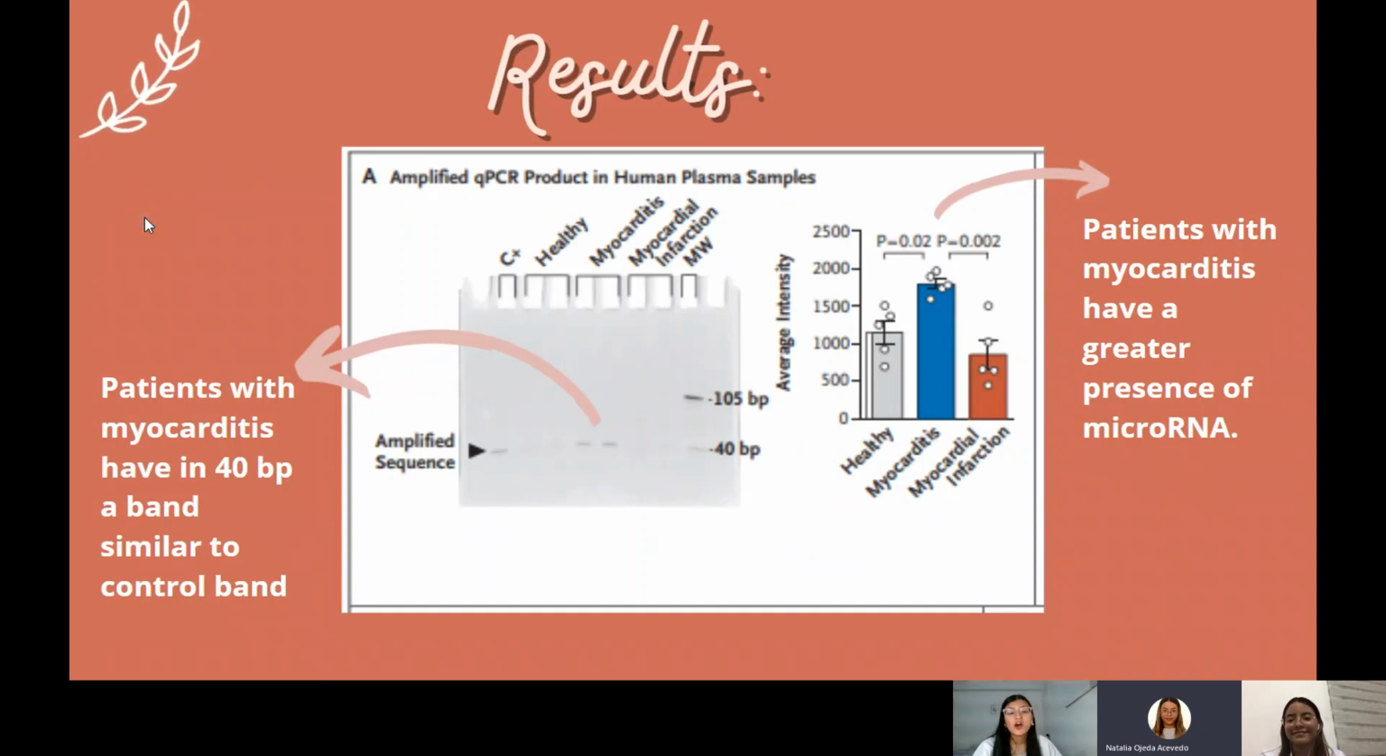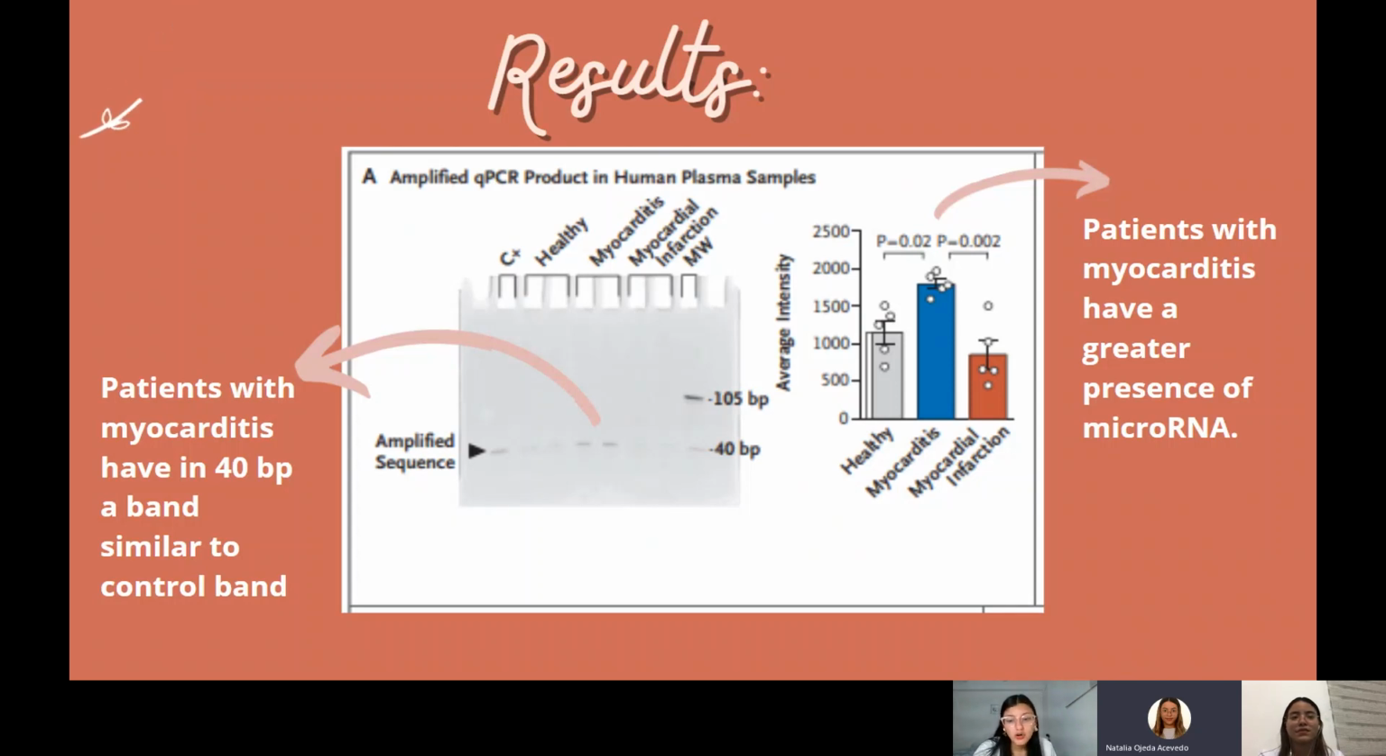Results. The results obtained after performing all these methods were represented in some graphs, like the ones we see on the screen. For example, panel A shows us a real-time PCR that amplifies a sample of genetic material. In this study, PCR was used to measure the expression of transfected genetic material in healthy patients, in patients with myocarditis, and in patients with acute myocardial infarction.